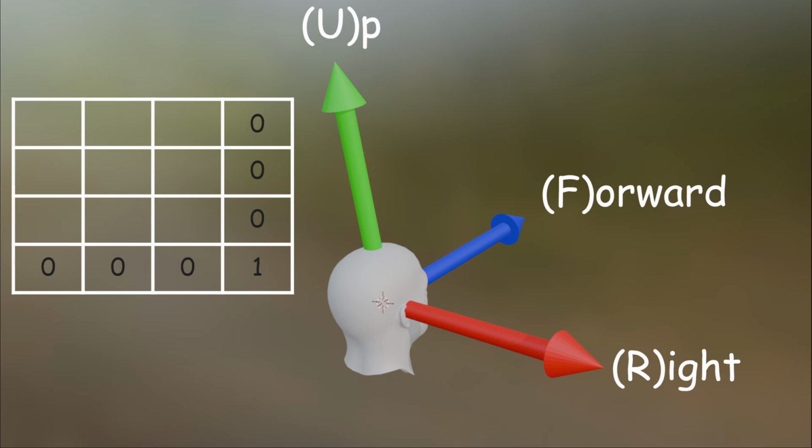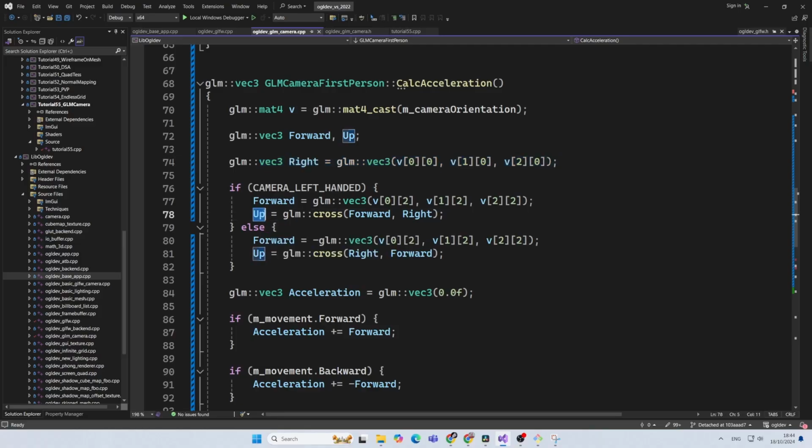GLM uses column major matrices by default. This means that the right vector of the camera is in the first column, the up vector is in the second column, and the forward vector is in the third column. As you can see here, the up vector is actually calculated as a cross product between the right vector and the forward vector. This is the original implementation from the book, and I'm not sure why they didn't simply extract the up vector from the matrix. I tried both methods and they seem to behave in the same way.